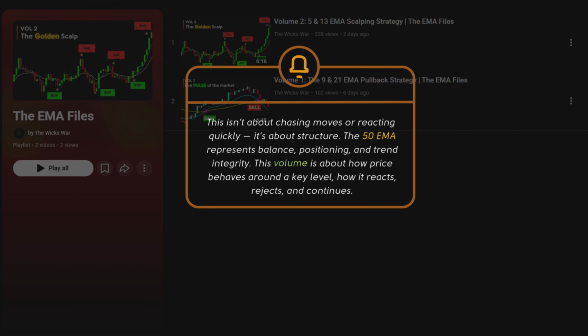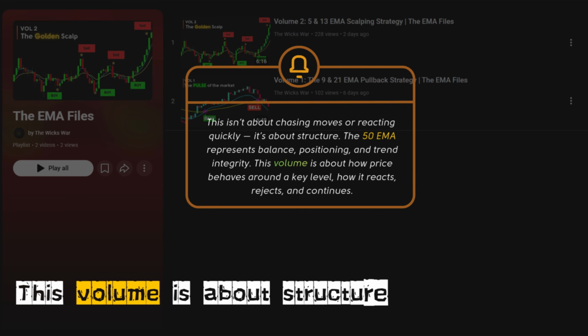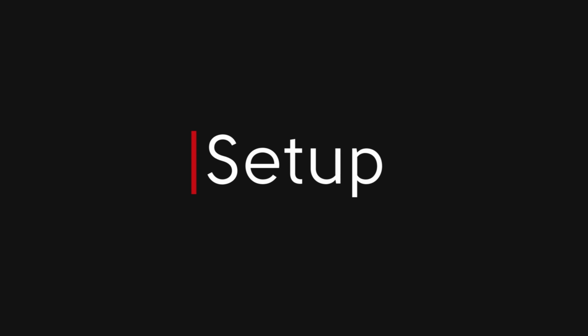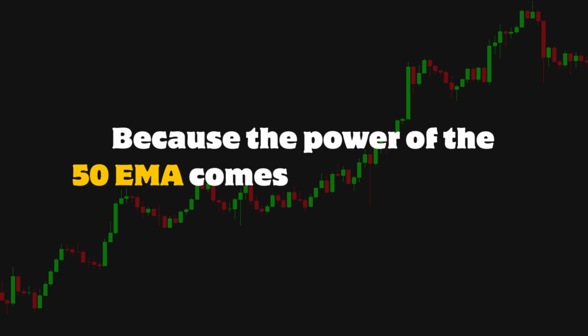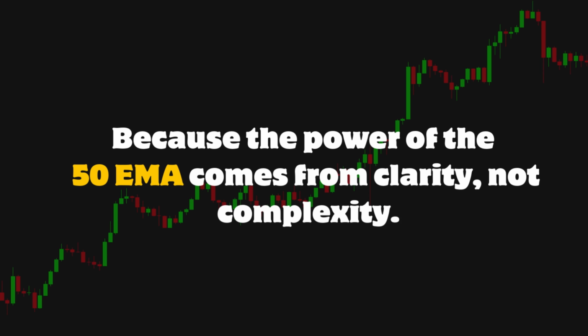It's about structure. The 50 EMA represents balance, positioning, and trend integrity. This volume is about how price behaves around a key level, how it reacts, rejects, and continues. This volume is about structure, not speed. Setting this up is intentionally simple because the power of the 50 EMA comes from clarity, not complexity.